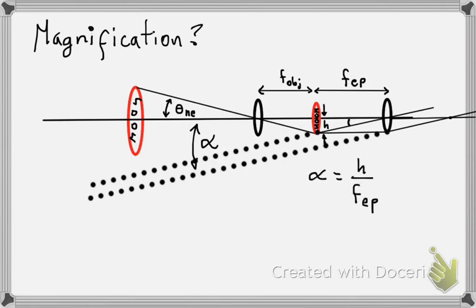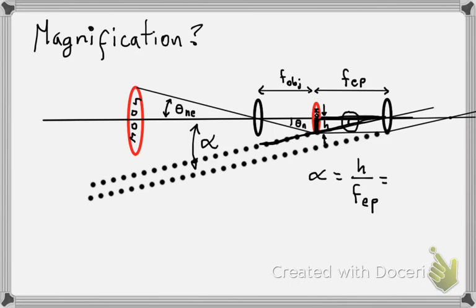And using this, we know that we can write that alpha is going to be h divided by FEP. Right, this angle here is also alpha, and alpha is therefore the opposite side right here divided by the adjacent, which is right here. Okay, that angle is the angle alpha that we're talking about, the angular size of the final image.